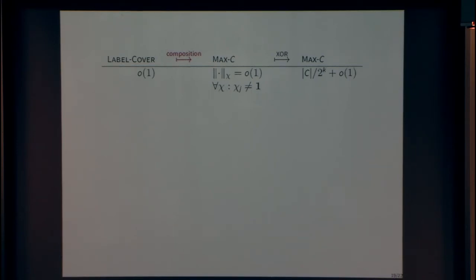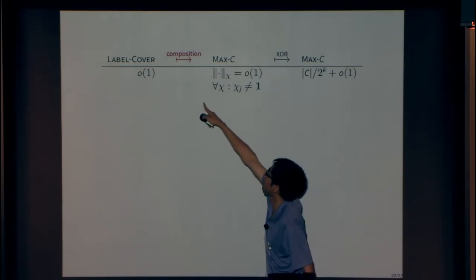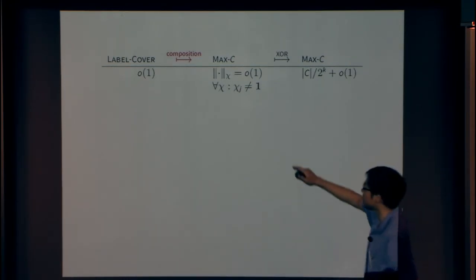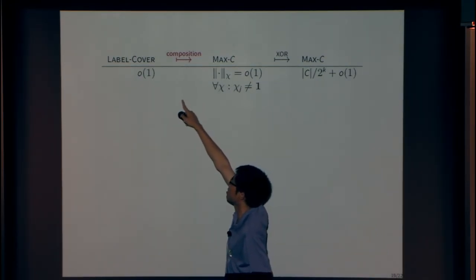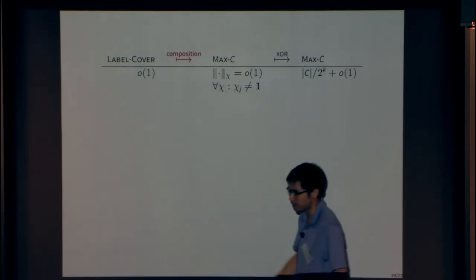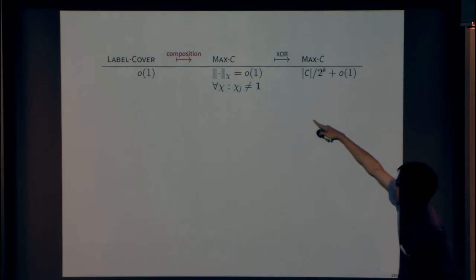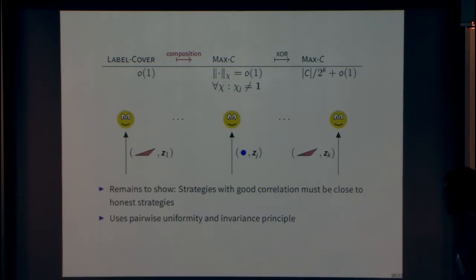Okay, I will quickly finish up. I will quickly tell you the remaining ideas that go into the composition step. The second step of XOR is just what I told you. So in the composition step, we want to map a label cover instance to a CSP instance where one player's reply is completely uncorrelated with another player's reply after negation. The condition here just means one player's reply is independent of another player's reply.